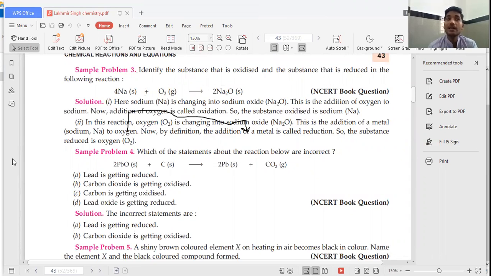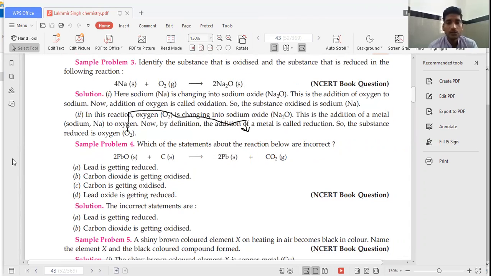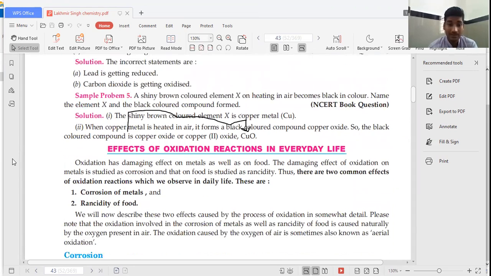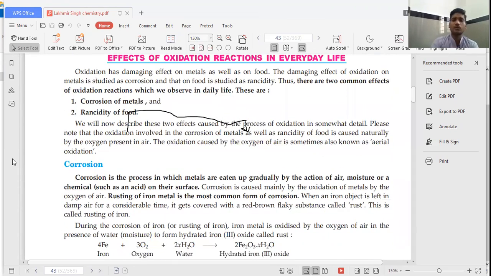The similar example as I have shown you in the case of copper and oxygen. So oxygen is the oxidizing agent, its reduction is happening, and sodium is your reducing agent, its oxidation is happening. Lead oxide and carbon forming lead and carbon dioxide. Again a very easy example. You can do it on the concept of removal of oxygen and addition of oxygen. Now let's discuss the effect of oxidation reactions in everyday life. Okay, what is the effect of oxidation reactions in everyday life?